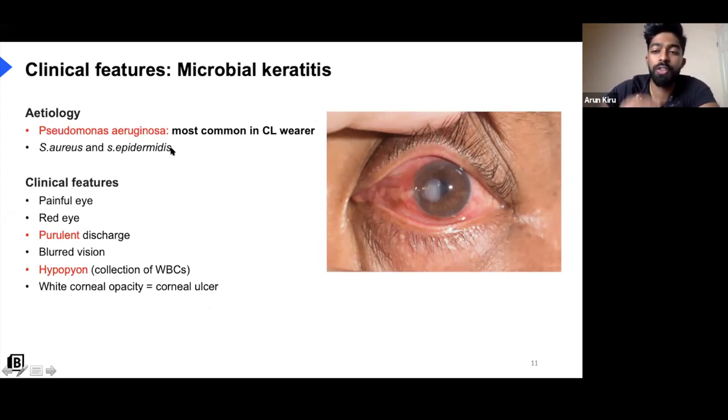Also, staphs usually sit on our eyelashes over here. So here, this patient has some blepharitis. You can probably see a little bit here. But more importantly, you can see this big infiltrate, this white patch, which is our corneal ulcer, a keratitis.